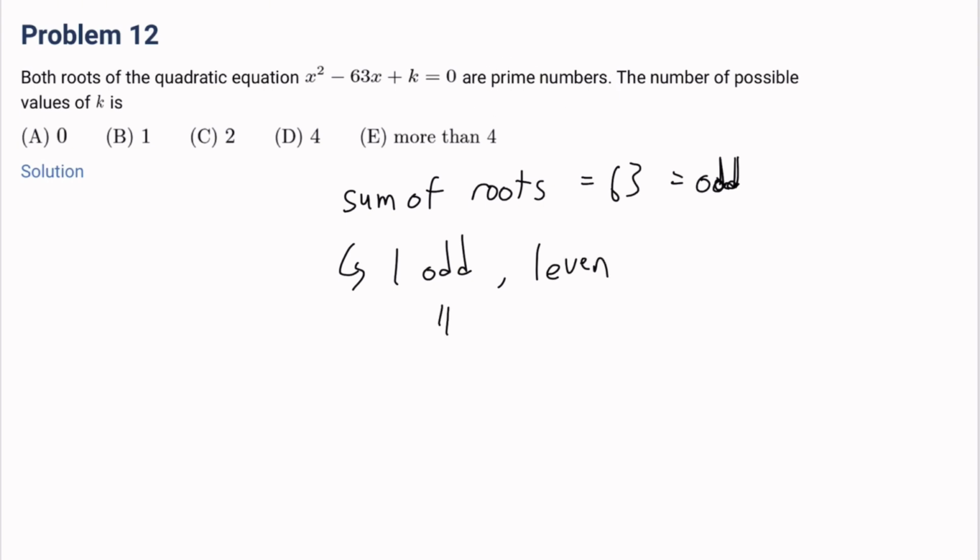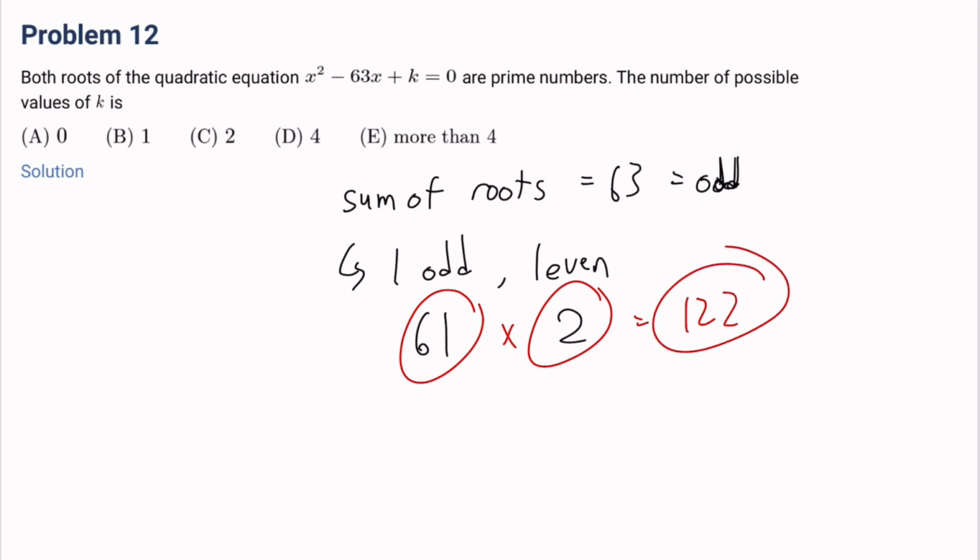And so the only even prime number is 2. And so one root must be 2, and since the sum of the roots is 63, the other root must be 61, right? And so there is only one possible value of k, because k is the product of the roots. So 61 times 2 is 122. So that's the only possible value for k.